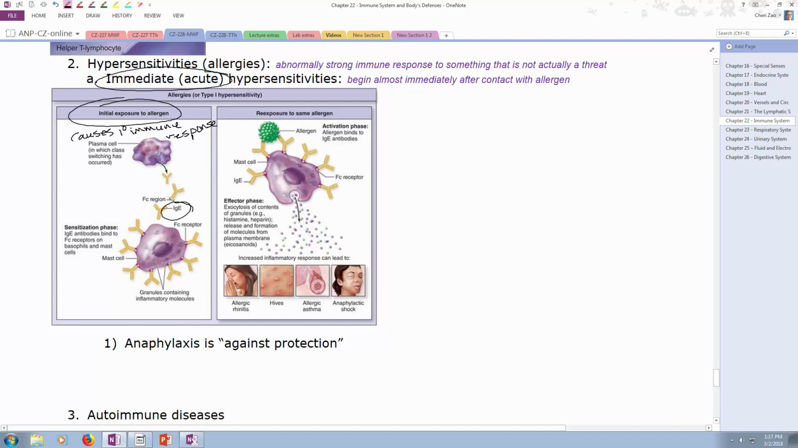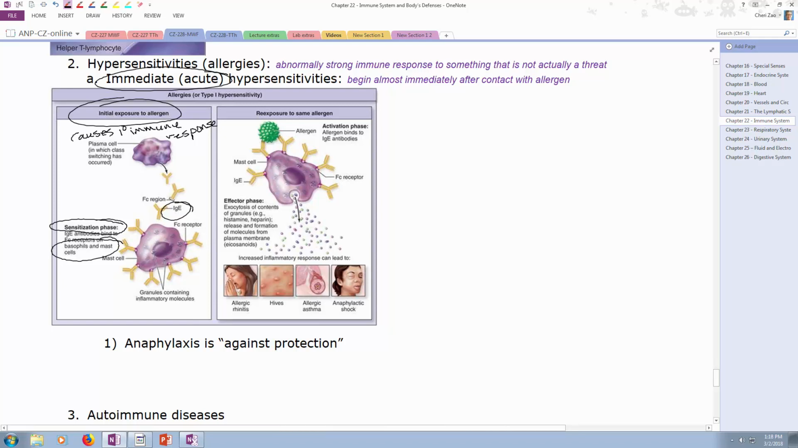And so our plasma cells will be producing IgE antibody, which then goes out and actually attaches to the surface of our basophils and mast cells. And that is called sensitization. So when you find a basophil or a mast cell that has IgE surface antibodies all over it, it has then been sensitized to whatever the allergen or antigen was.